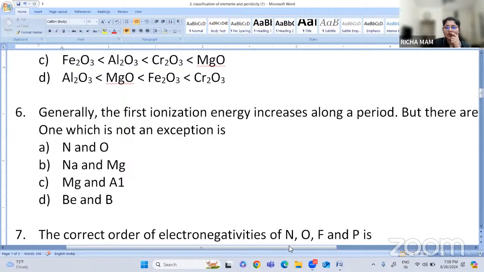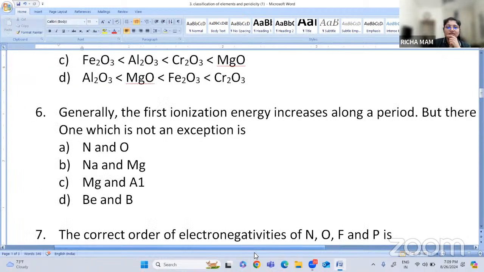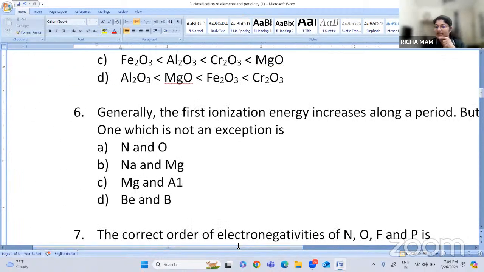Similarly, one more question on the ionization energy. Generally, the first ionization energy increases along a period, but there are some exceptions. Which one is not an exception? A, nitrogen and oxygen; B, sodium and magnesium; C, magnesium and aluminium; and D, beryllium and boron.